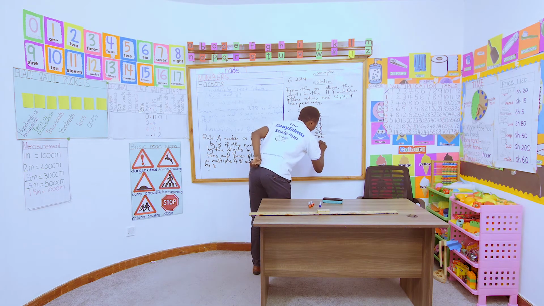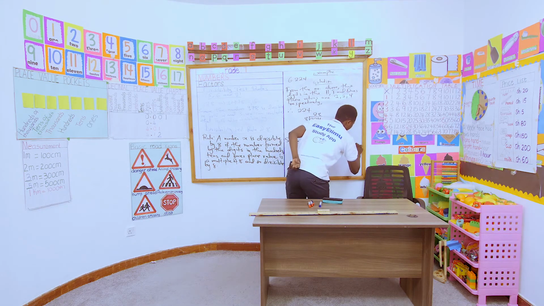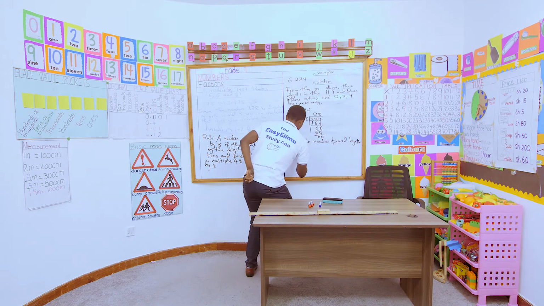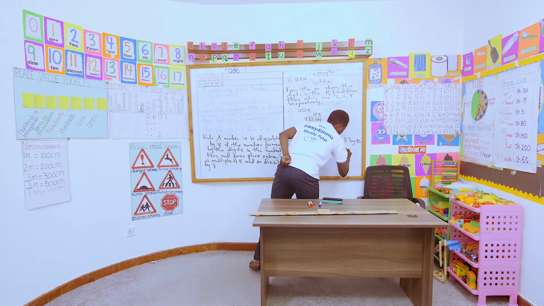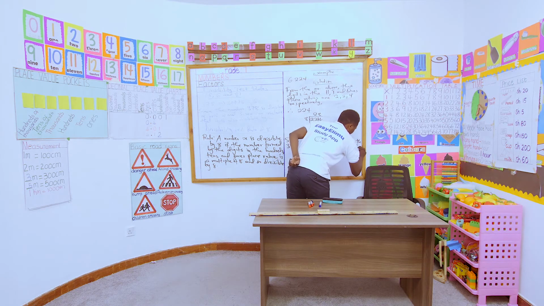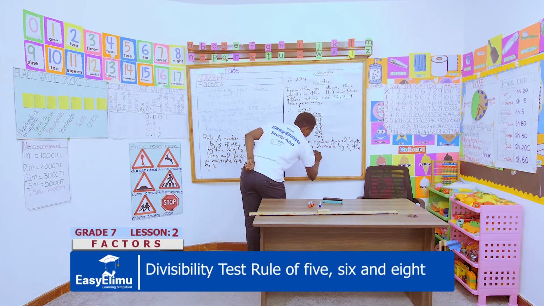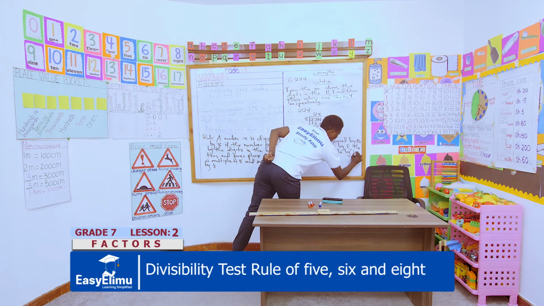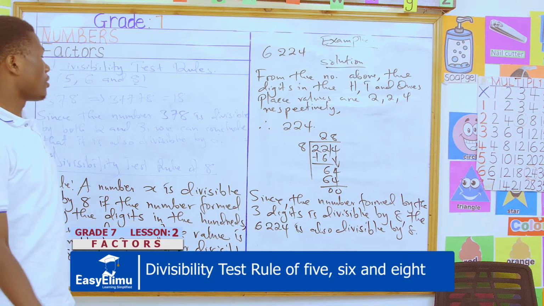So, since the number formed by the 3 digits is divisible by 8, then 6,224 is also divisible by 8. So that is how you prove the divisibility test rule of 8.